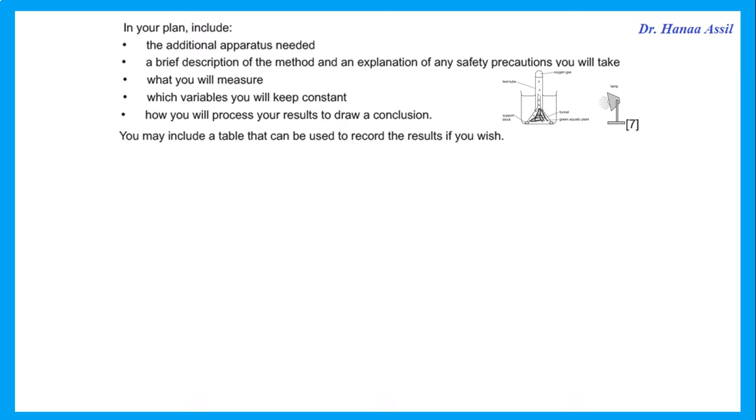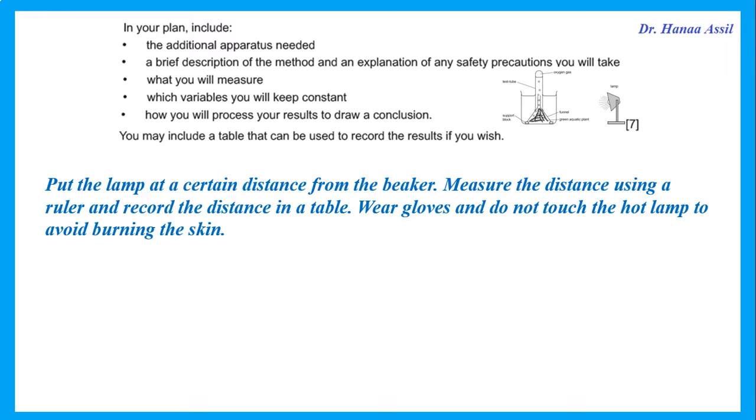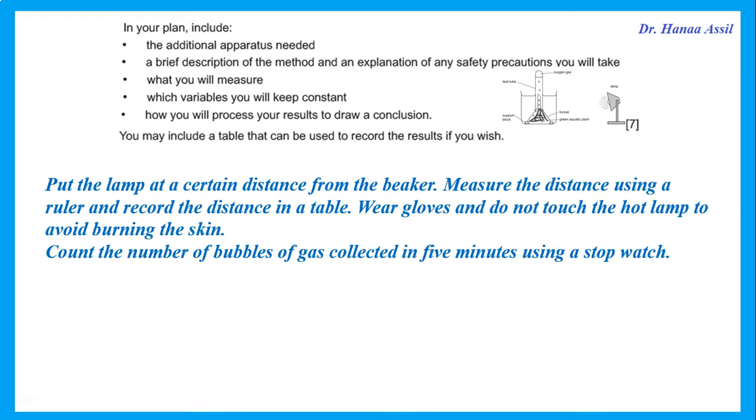Okay, so we're trying to find the effect of light intensity on the rate. So what can we do? We put the lamp at a certain distance from the beaker, measure the distance using a ruler, record the distance in a table. Safety precaution: wear gloves, do not touch the hot lamp to avoid burning the skin. Remember, when you mention a safety precaution, you should say why we're doing that. What are we going to measure? We're going to count the number of bubbles of gas collected in 5 minutes using a stopwatch. So in a specific time using a stopwatch.